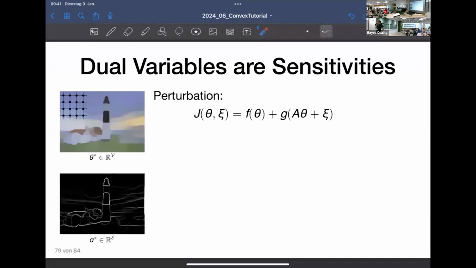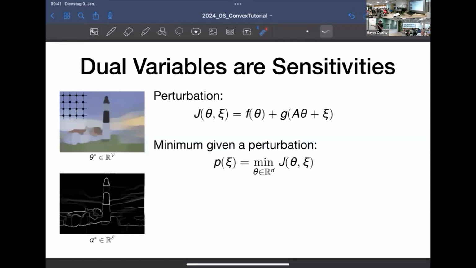This is one of the last slides I have. Let's consider our general problem in theta, f of theta plus g of A theta, and we perturb our edge. So A theta was the value at the edge, and we perturb our edge slightly with some variable xi. Then, given a perturbation, we can look at the minimum of our problem. So p of 0 is just the minimum of my original problem, but I can look at p of xi, which is a perturbed version of my problem. Then there's a theorem which says that the dual variables measure the sensitivity of this perturbation function at 0.